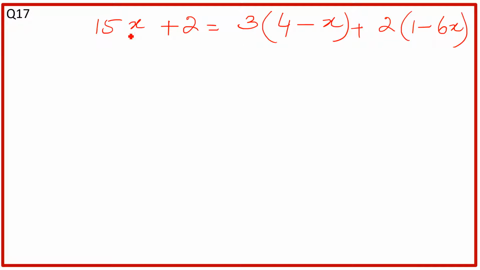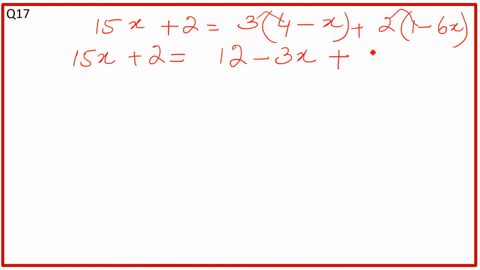So see, we do not have any parentheses on the left hand side, so it will remain the same, 15x + 2. Here we have 3 in front of this parenthesis. So first we have to multiply 4 with 3 and then negative x with 3. 3 times 4 is 12, then this negative, and then it will be 3x. Same thing you have to do here: 2 times 1 is 2, minus, 2 times 6 is 12x.